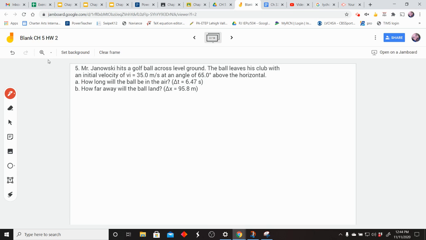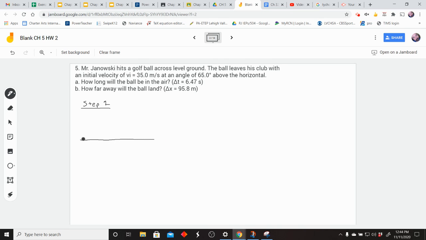So finally, we're up to step one. Unfortunately, we're going to have to keep flipping back and forth for this. So step one, all year long, is make a sketch. So what's happening in this sketch? I'm going to hit a golf ball across level ground. It's going to leave my club with an initial velocity of that. I want to know how long it's in the air, how far away it lands.